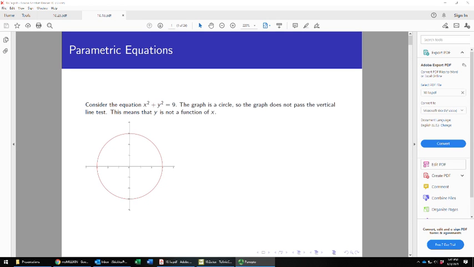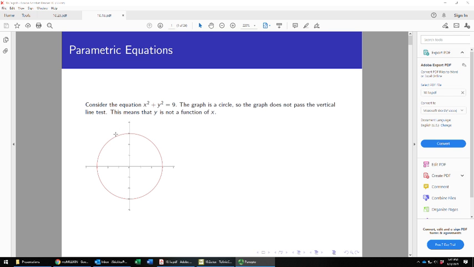In this video, we'll talk about an introduction to parametric equations. So to start this off, let's look at an equation that gives us a graph of a circle. Specifically, let's look at x squared plus y squared equals 9. Like I mentioned, the graph is a circle. We can see that here.